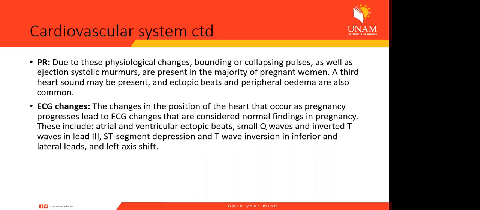ECG changes also occur in pregnancy, and this is due to the different position of the heart during pregnancy. Some of these changes are considered physiologic, and you may have physiological changes such as atrial and ventricular ectopic beats. You may have some small Q waves, inverted T waves, especially in lead 3. You can have ST segment depression, and you may even have T-wave inversion in the inferior and lateral leads. And most of the time you can have a normal left axis shift. These are normal ECG changes that are common in pregnancy.